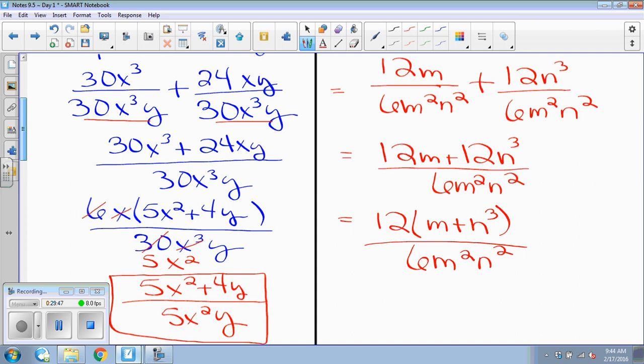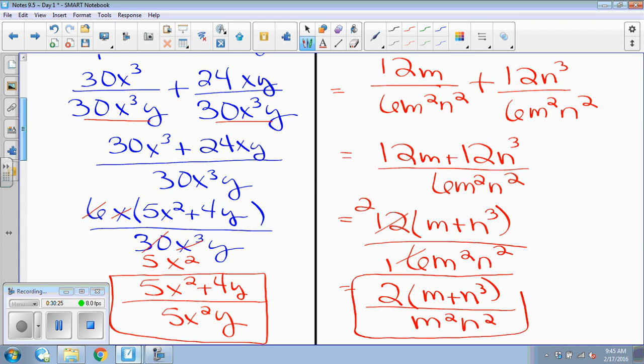Okay? So now, can I reduce or cancel anything? Can I cancel anything that's inside these parentheses? No. I would have to have m plus n to the third on the bottom to be able to cancel that. All right? And so 6 and 12, I can divide both of those by 6, and that becomes a 2. Because technically this becomes a 1. But we don't need to write 1 times anything. And so now my answer is 2 times m plus n to the third all over m squared n squared. And you're done. This is easier.